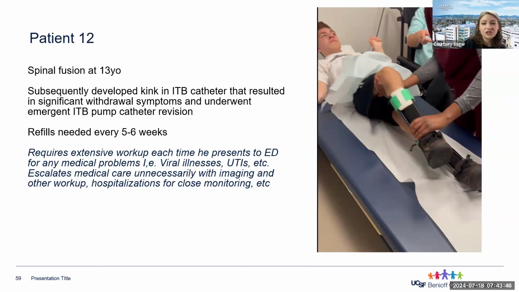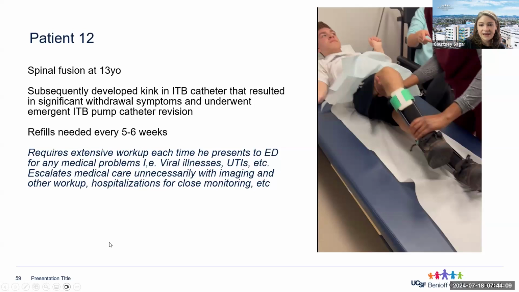He underwent a spinal fusion at age 13 and subsequently developed a kink in the catheter that caused significant withdrawal symptoms, and he required emergent ITB pump catheter revision. Additionally, he's on a very high dose of baclofen to maintain the improvements that he has, so he has to come in to the hospital for refills every 5 to 6 weeks.